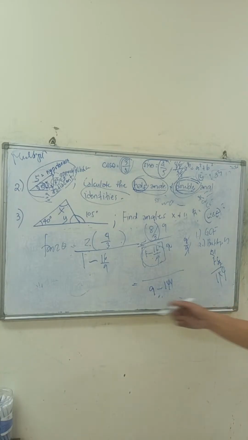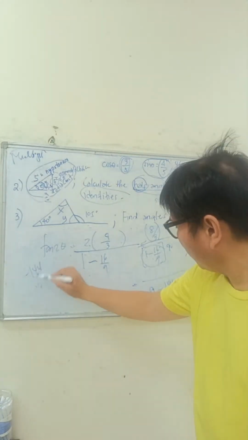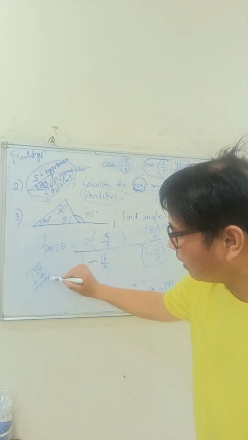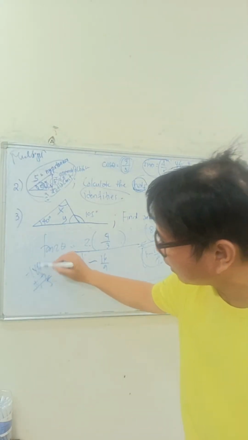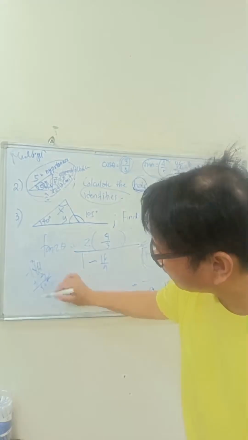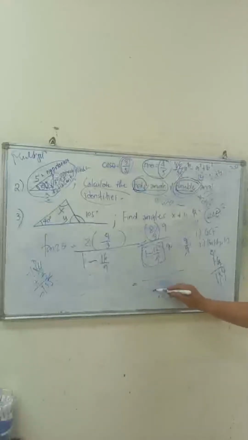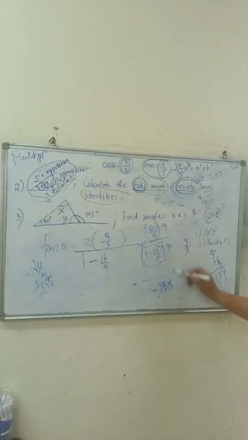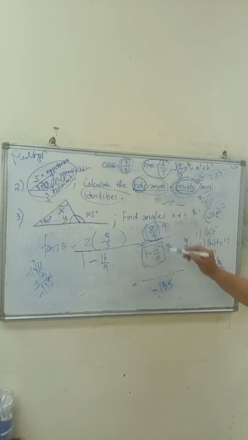Okay, can you see that? So negative 144 plus 9, that is negative 135. Okay, negative 135 is our denominator. Numerator: 9 times 8, 72.